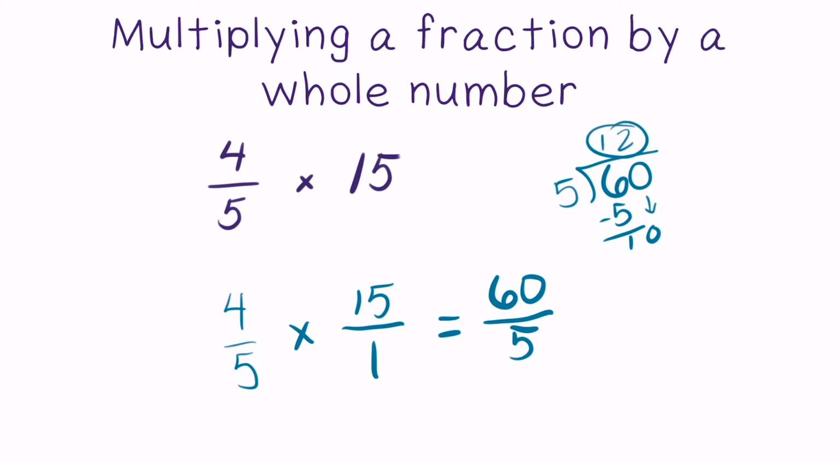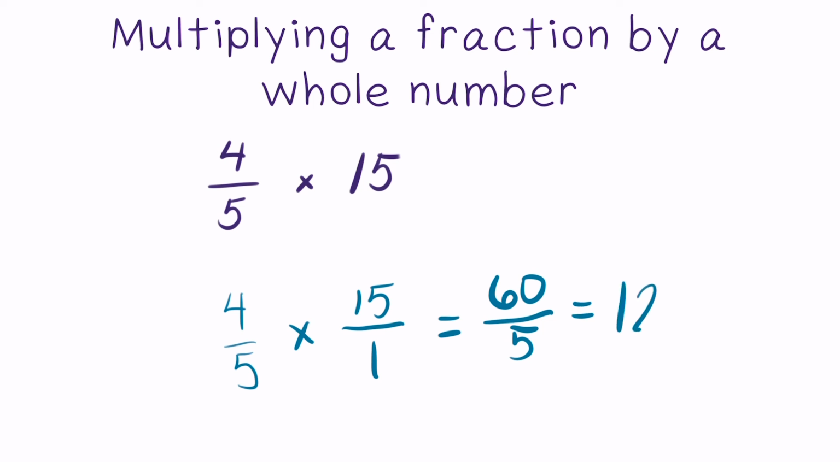Now, you might have just known that off the top of your head. You might have been able to figure it out with these round numbers of 5 and 60. But if that was a little tricky for you, or if it's a bigger, more complicated number, the long division is always a great way to solve it. So now we know 60 divided by 5 is the whole number of 12. So 4/5 times 15 is equal to 12.